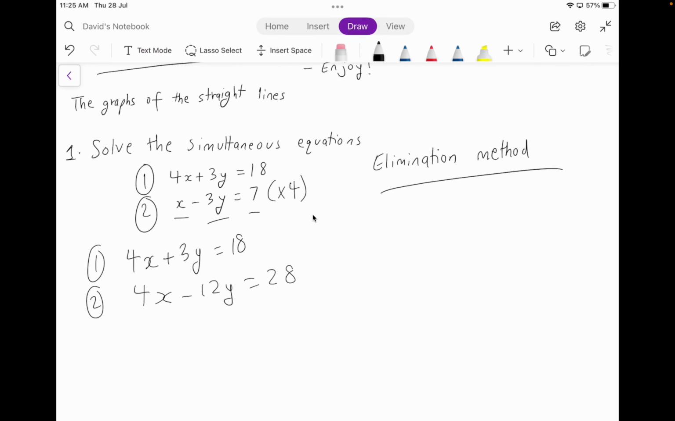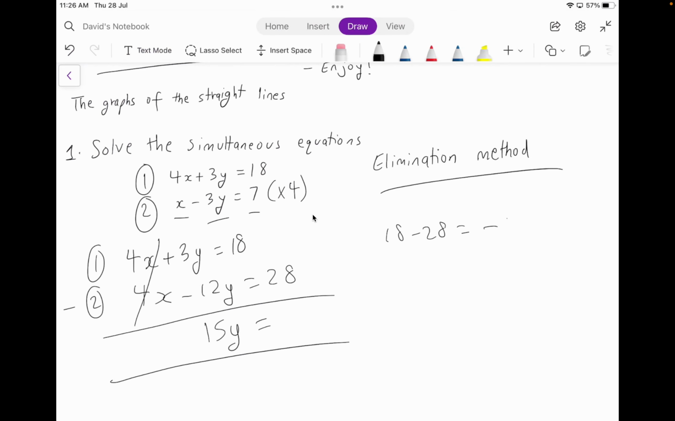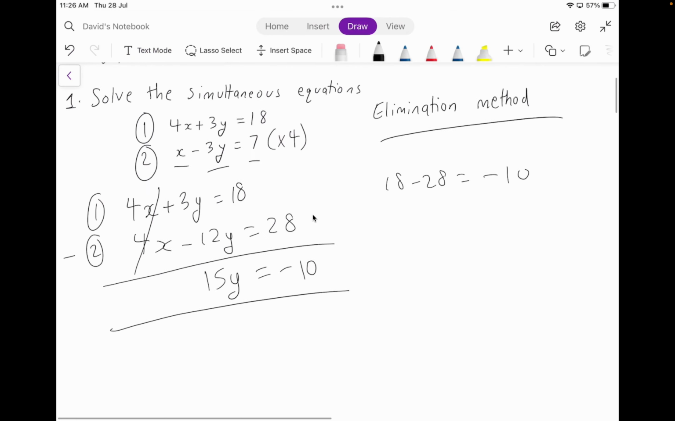Now what you're going to do is just a simple subtraction. You're going to subtract this and get something like this. So these two cancel out each other. So you have 3 minus minus 12 to give you 15y is equal to 18 minus 28, which is going to give you minus 10. So indirectly you're getting an equation where you can make y the subject of the formula easily.